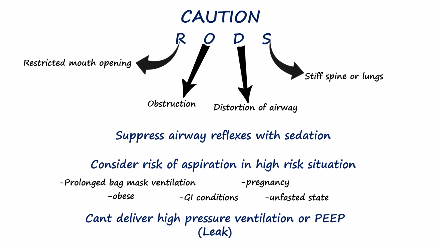Finally, in patients who require high-pressure ventilation or PEEP, the standard LMA may not provide an adequate seal. In such cases, an endotracheal tube is preferred to deliver safe ventilation when there is significant airflow resistance in the lower airways or lungs.